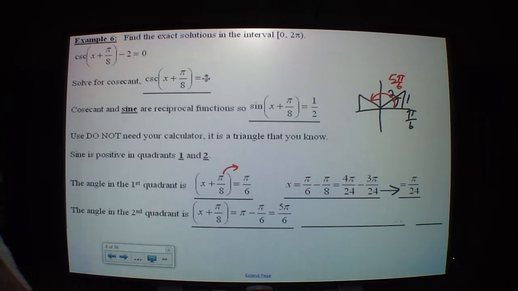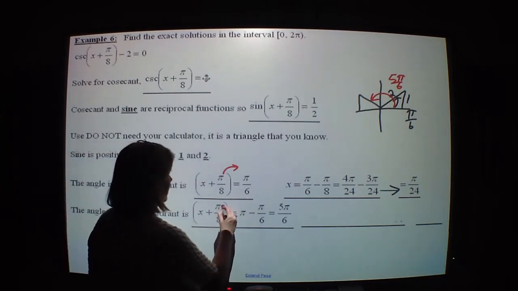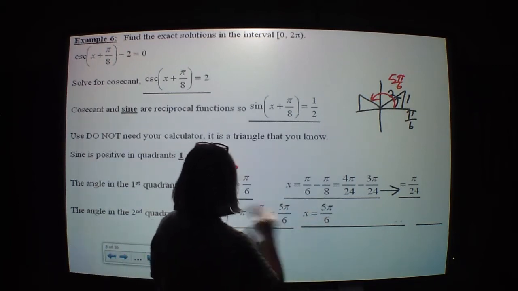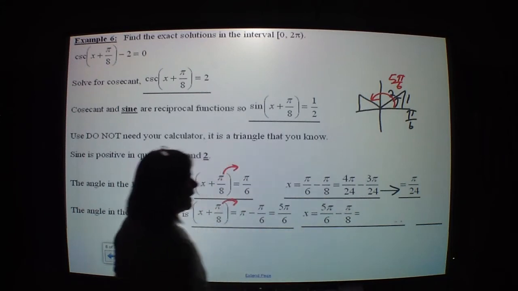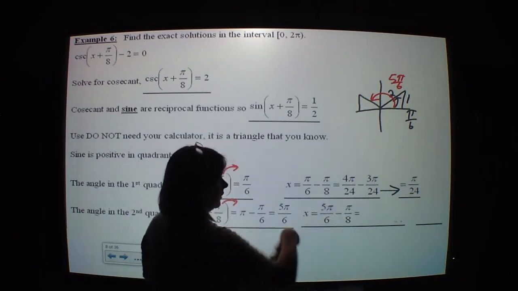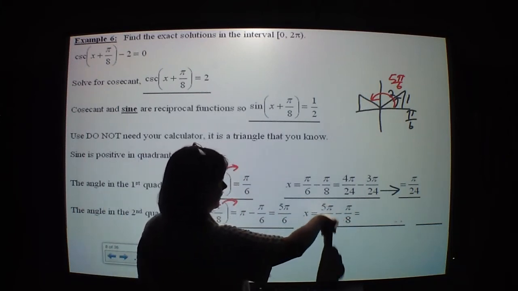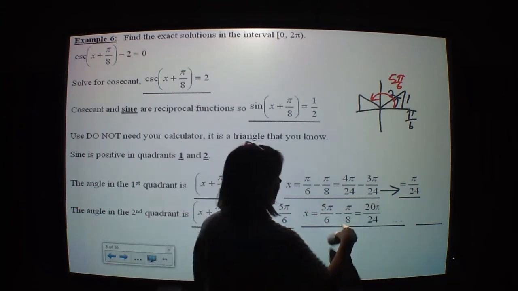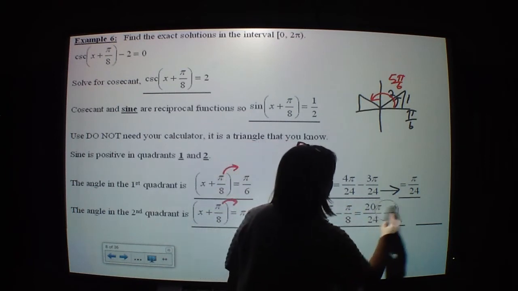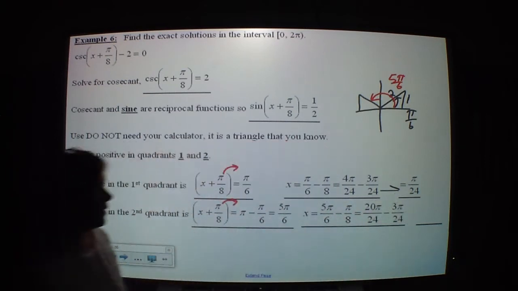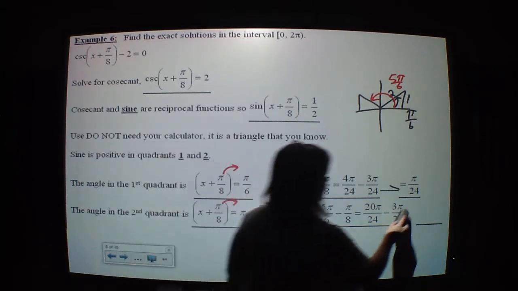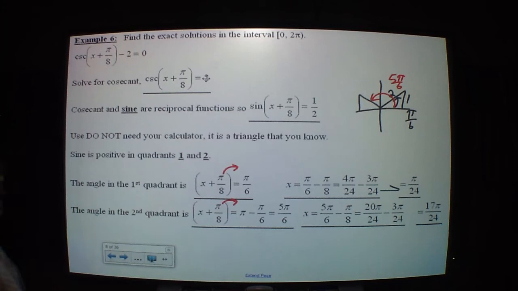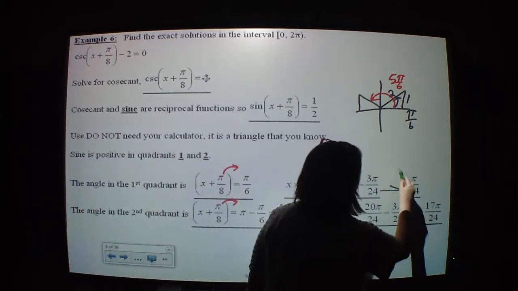Next one. Subtract, again, pi/8. So I have x is equal to 5 pi/6 minus pi/8. Common denominator here is again 24. So if I multiply 4 over 4 here, I have 20/24 times pi. And here I multiply top and bottom by 3. I have 3/24 pi. 20 minus 3 is 17. So 17 pi over 24. And there are my two answers, and I'm done.